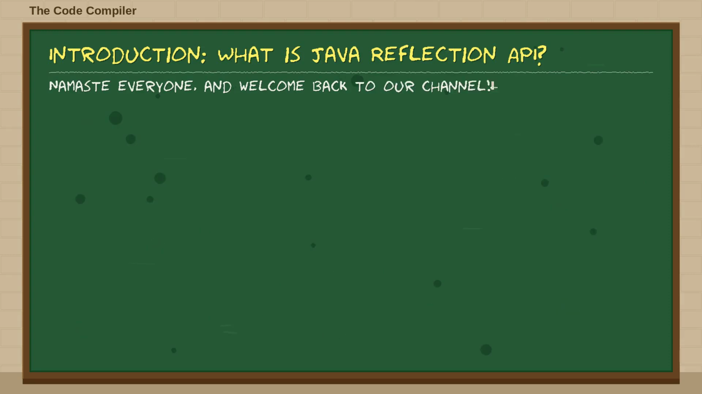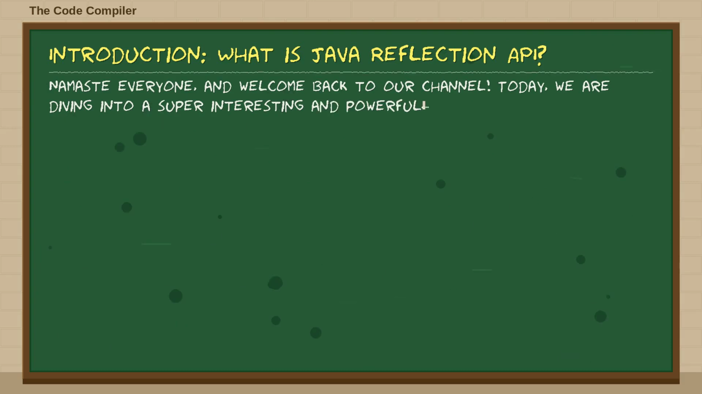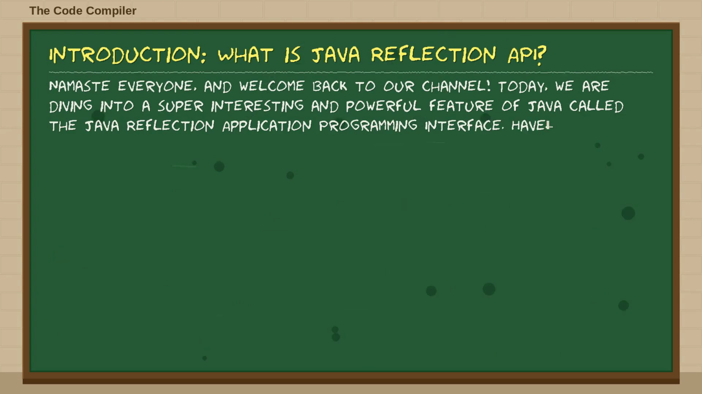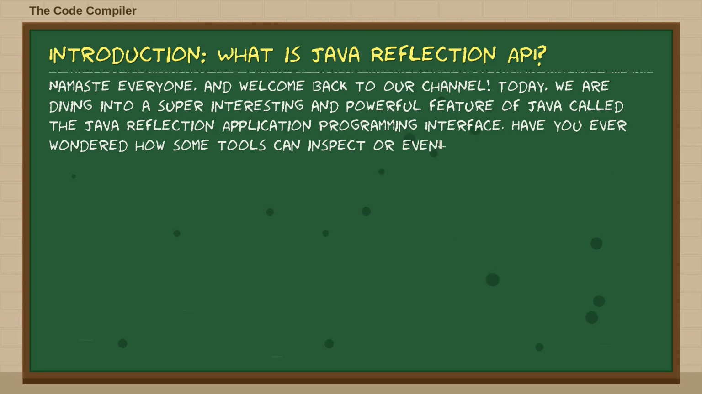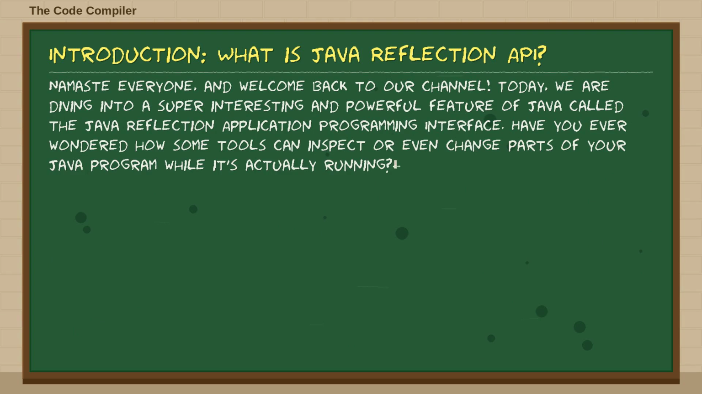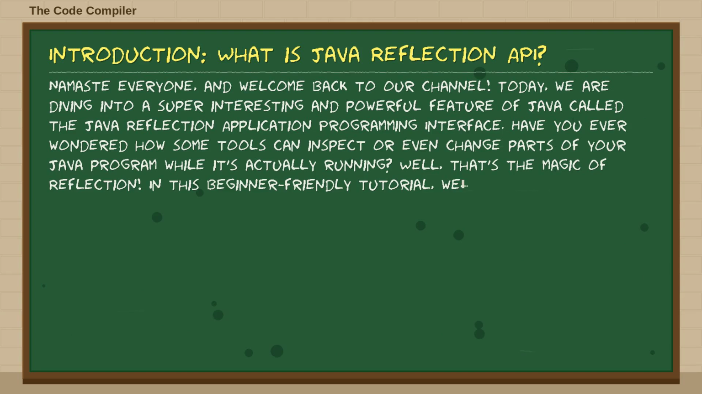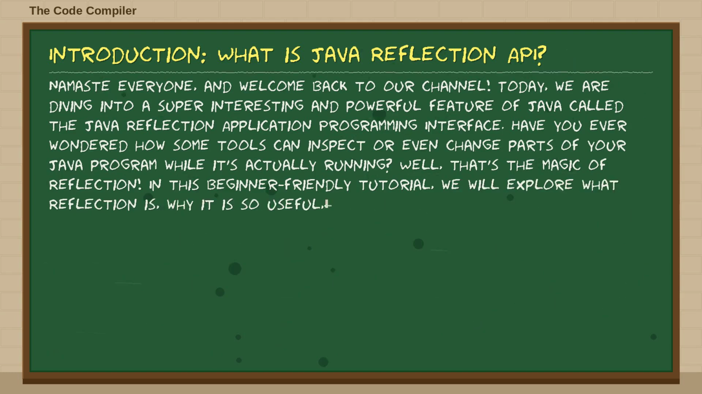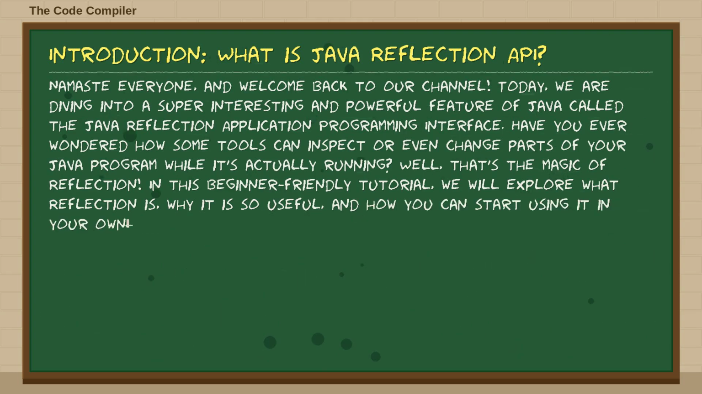Today, we are diving into a super interesting and powerful feature of Java called the Java Reflection Application Programming Interface. Have you ever wondered how some tools can inspect or even change parts of your Java program while it's actually running? Well, that's the magic of reflection. In this beginner-friendly tutorial, we will explore what reflection is, why it is so useful, and how you can start using it in your own projects.